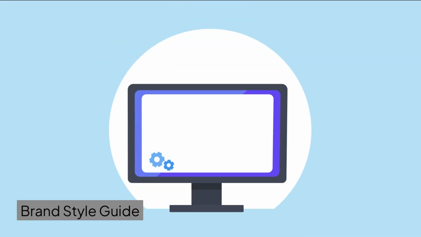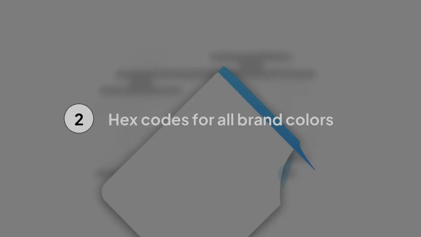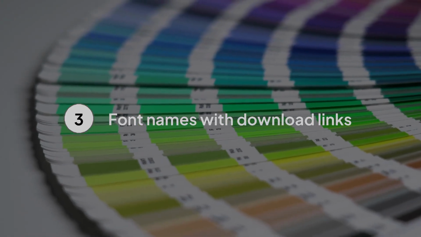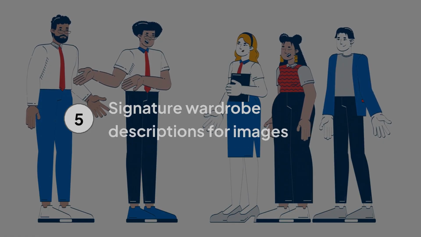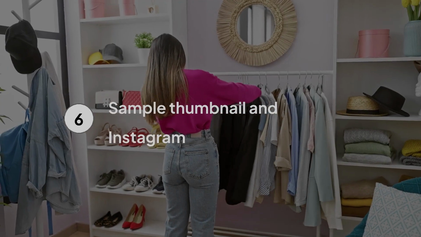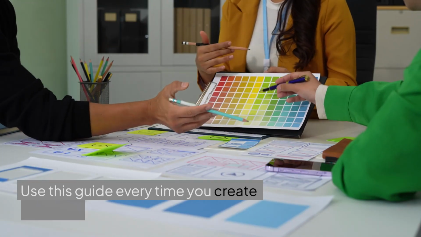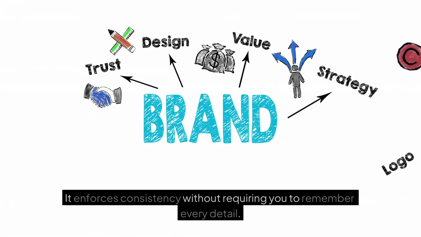Brand style guide. Create a 1-page document with logo files, PNG transparent, JPG, SVG, hex codes for all 5 brand colors, font names with download links, avatar's signature greetings and sign-offs, 3 signature wardrobe descriptions for image generation, sample thumbnail and Instagram post layouts. Use this guide every time you create content. It enforces consistency without requiring you to remember every detail.